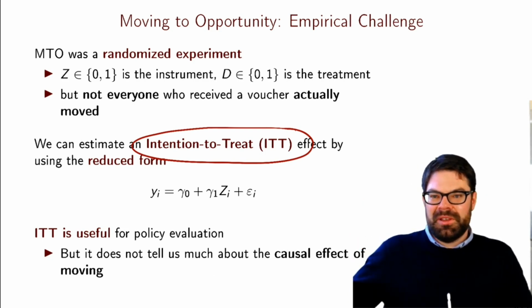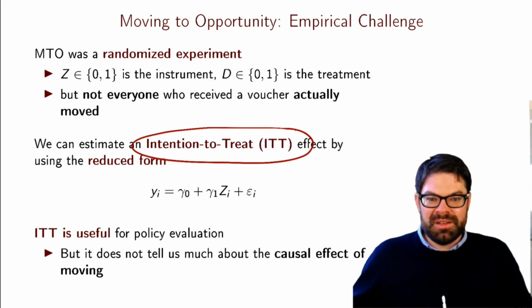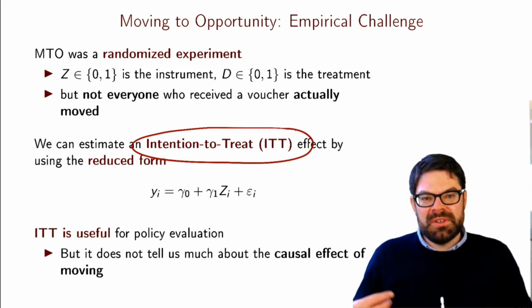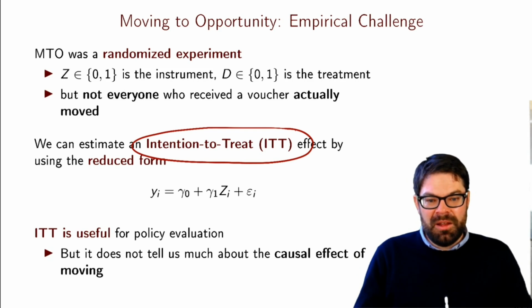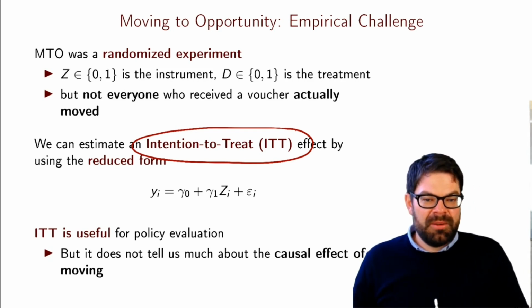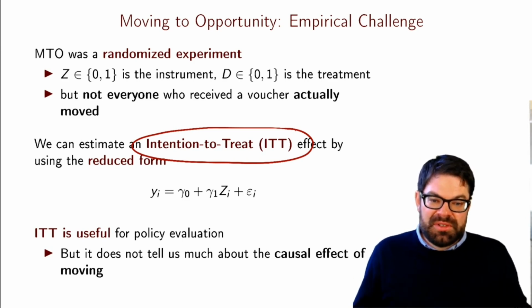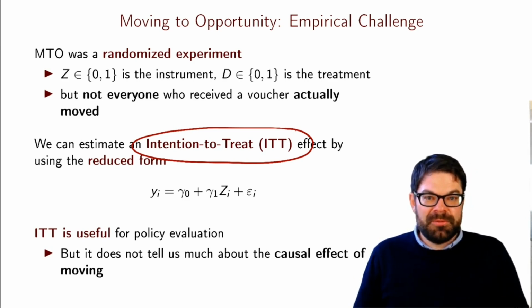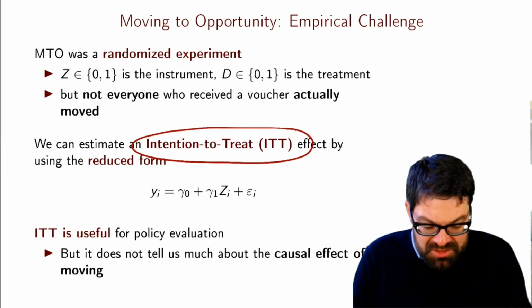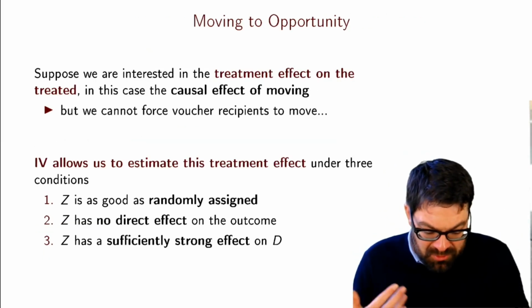I don't know, education outcomes of the children, health of the children, something like that, on whether a family received a voucher or not. And if I find a large estimate for gamma 1, then that would indicate that those vouchers may actually be quite effective. How cost effective is a different question, but at least in terms of achieving what they should achieve.